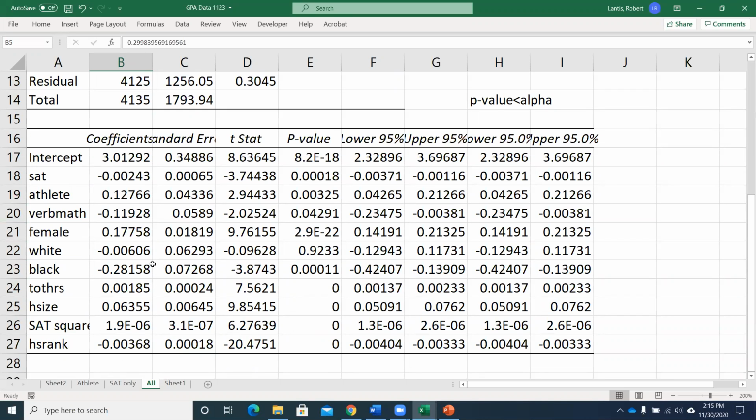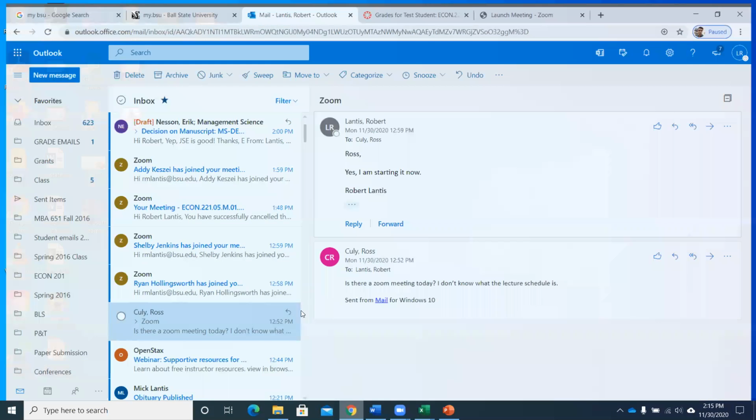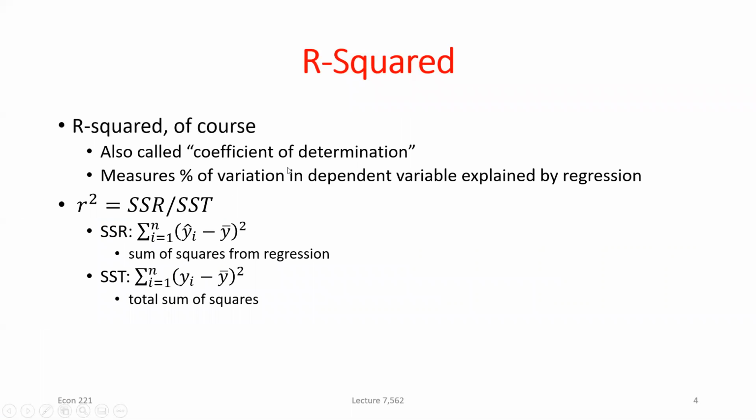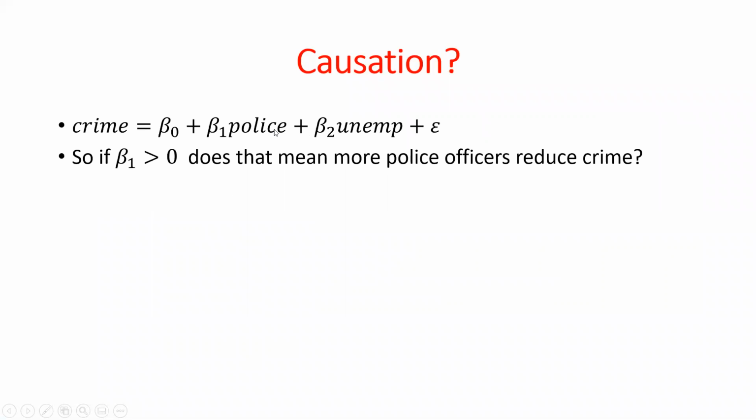So there's still a lot of other things that matter, right? And if I don't include things that matter, I'm going to end up with what we call the omitted variable problem, or omitted variable bias.